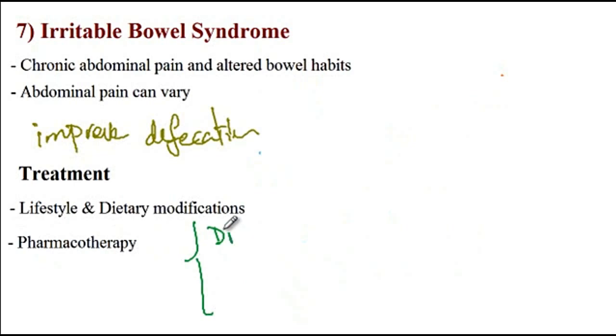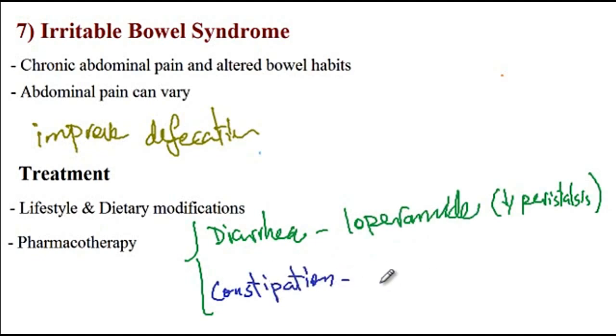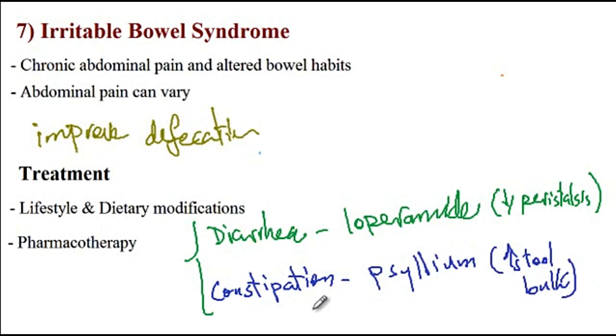If the patient has diarrhea, then you can provide these patients with loperamide, which binds to the opioid receptors in the gut, and so therefore it will decrease peristalsis. On the other hand, if these patients have constipation, then you can provide them with psyllium, which increases the stool bulk, and so again it will help resolve constipation.